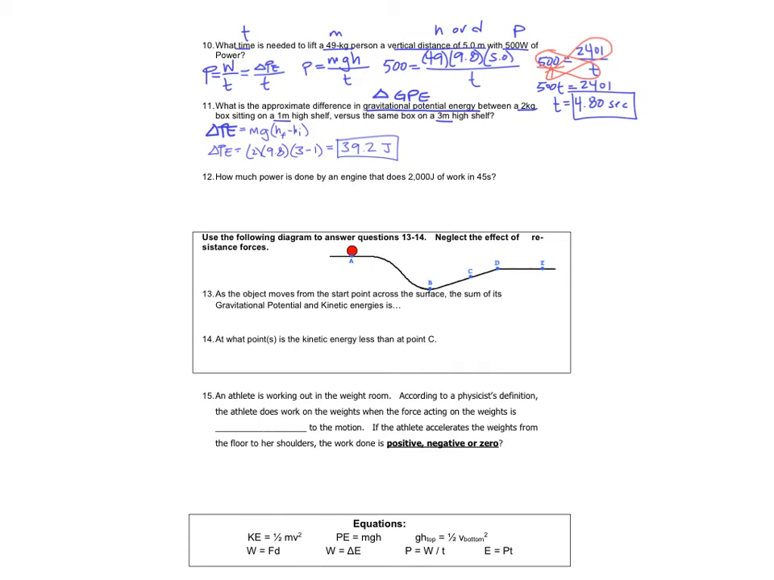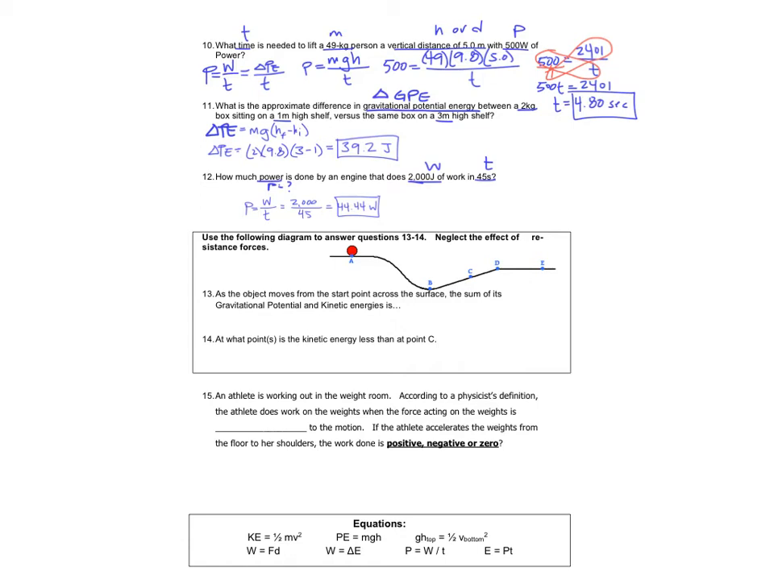Number 12, how much power is done by an engine that does 2,000 joules of work? So this is W, in 45 seconds, that's time. I want to solve for P. Power equals work divided by time. I've got 2,000 joules of work, and it's being done in 45 seconds. 2,000 divided by 45 is 44.44 watts.